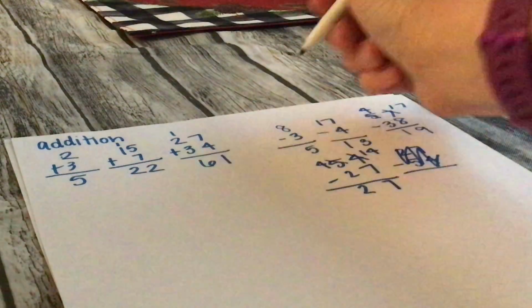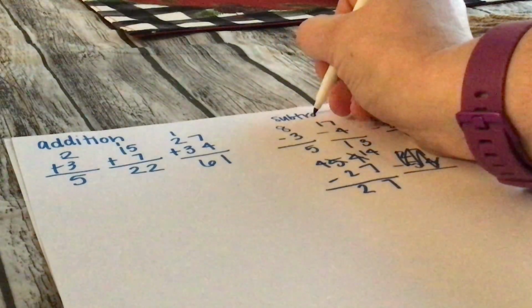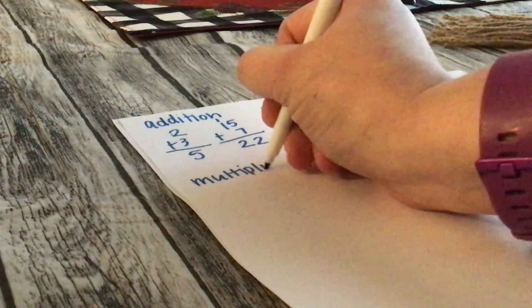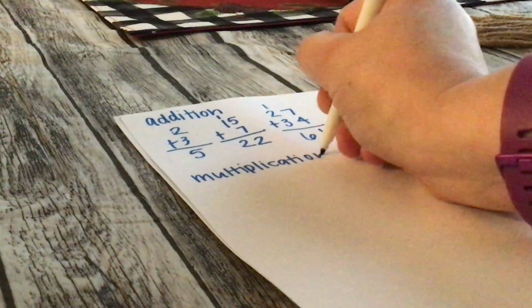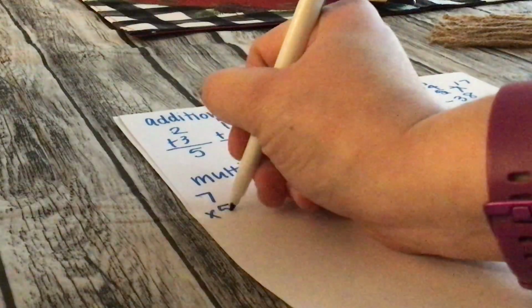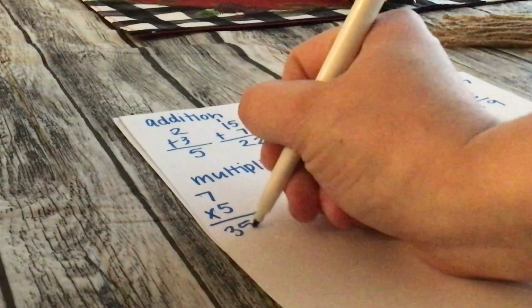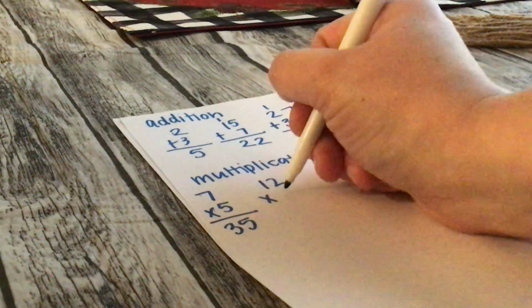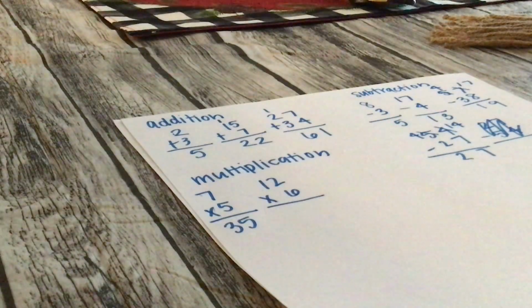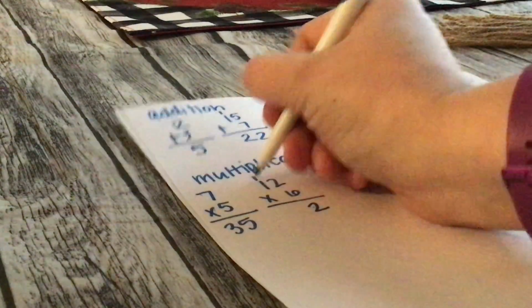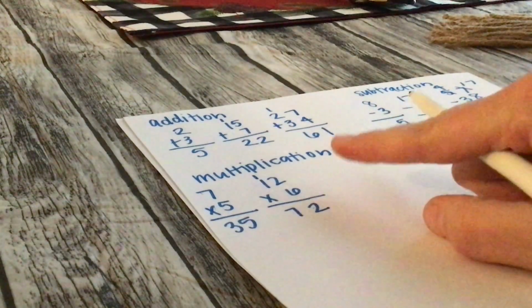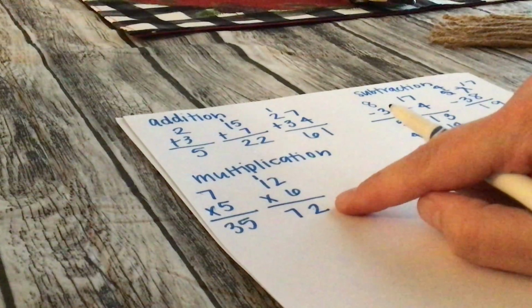So we have addition, we have subtraction. So we look at multiplication. If we're looking at our basic facts, we have 7 times 5. We know that's 35. You just write it down like normal. If you have 12 times 6, this is a double digit by a single digit. 6 times 2 is 12. You put your 2 down, carry your 1. 6 times 1 is 6, plus 1 is 7. So the product, which is the answer to a multiplication problem, would be 72.